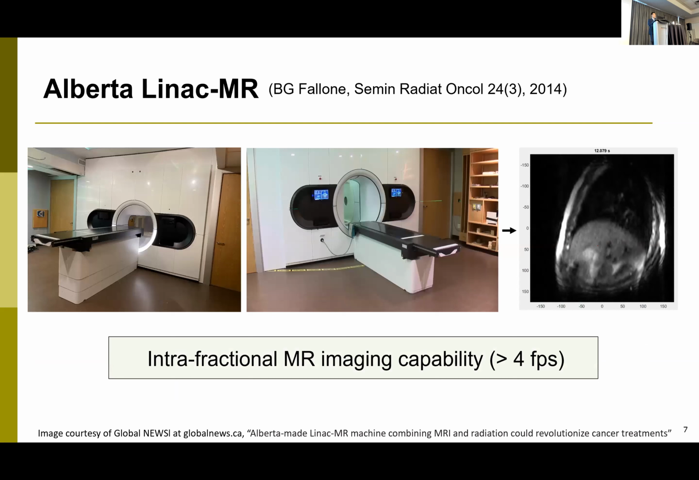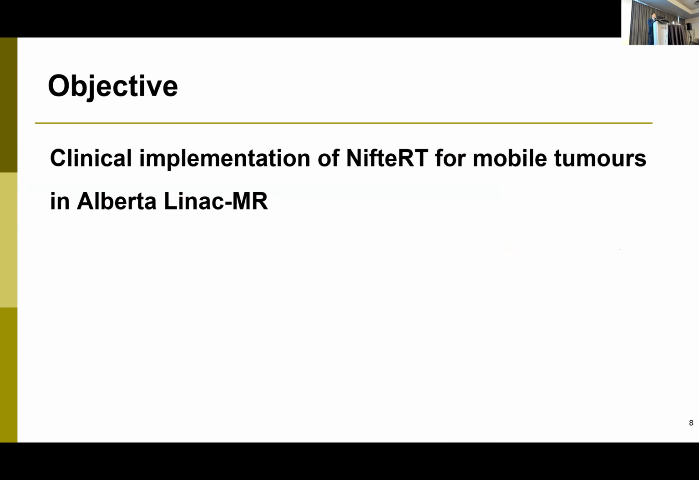This is the actual treatment room. The machine itself is behind this cabinet. So this is the gantry at 0. It rotates. So this is the gantry at 90. And this machine can provide MRI. As you see here, this is a volunteer image. So now I meet my prerequisite. Now I can see the soft tissue tumor during irradiation. So this machine is the only reason I can still continue my research project, which is to do clinical implementation of NIFT-RT for mobile tumors in the Alberta linac-MR.